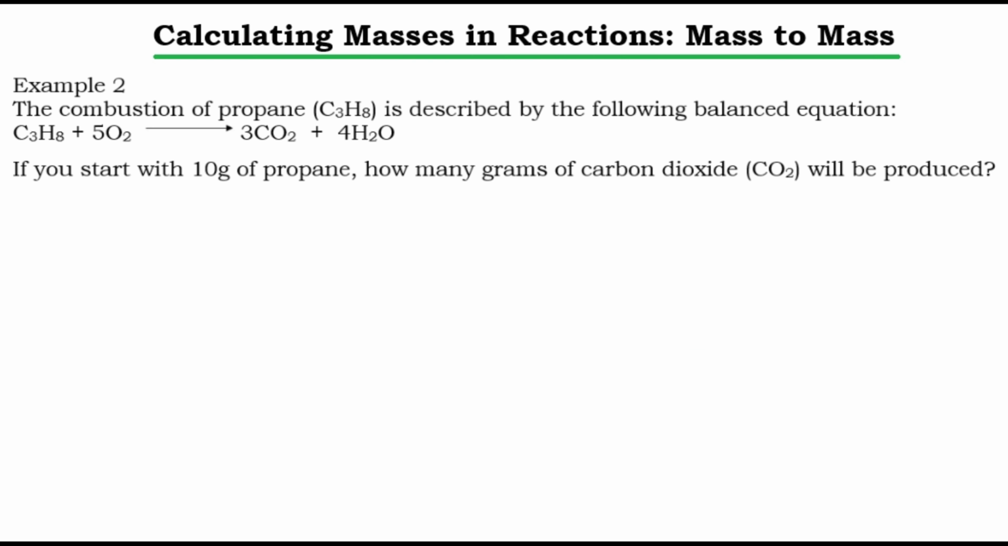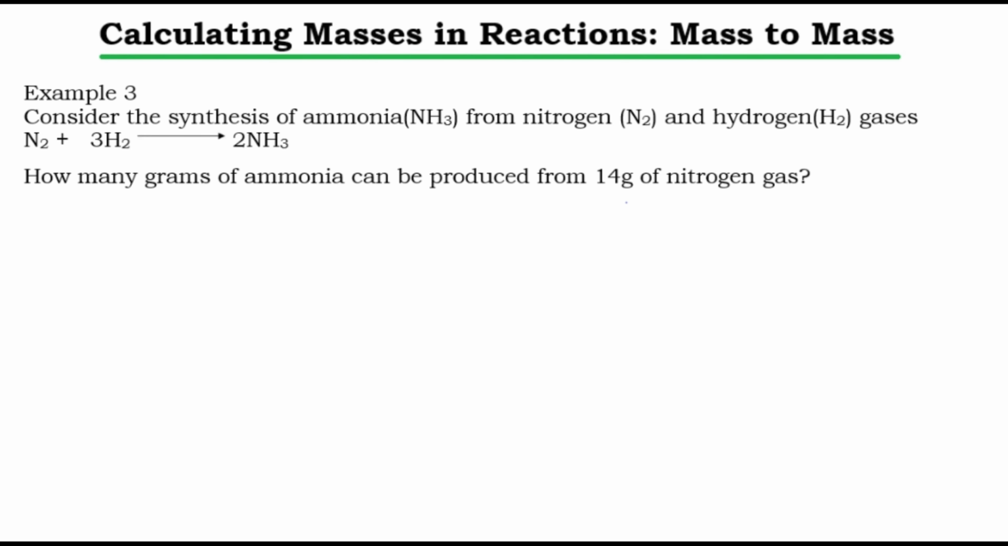Let's look at example number 3, which is the last example. Consider the synthesis of ammonia from nitrogen and hydrogen gases. Nitrogen plus hydrogen gas gives us ammonia. How many grams of ammonia can be produced from 14 grams of nitrogen gas? We need to ensure that our equation is balanced. Always ensure your equation is balanced. So we can see this equation is balanced.